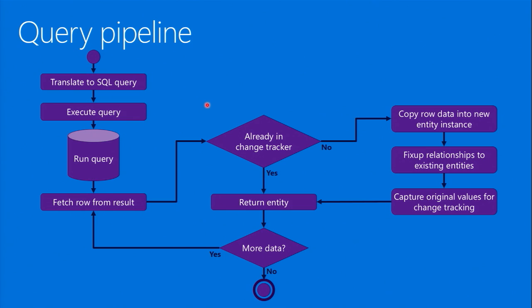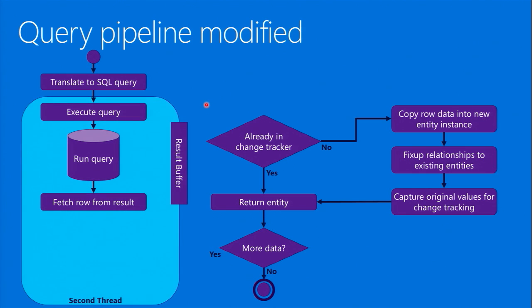So one of the things that we've been prototyping is to introduce a second thread so that we use two threads to materialize queries. Now, I just want to clarify, this isn't something you would do all the time. This is something you would be able to opt into if it made sense.